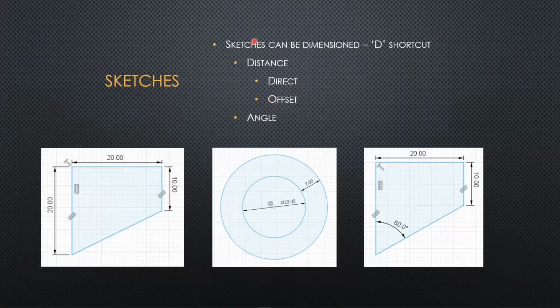More on sketches. So sketches can be dimensioned. The shortcut for this is D, and that will bring you into the dimension tool. And the 3 primary dimensions that you do is a direct distance, so saying this is 20 long, this is 10 long, this is 20 long. An offset dimension, so saying between these two, there's a certain number. Or an angle dimension. So same between these two lines is 60 degrees.